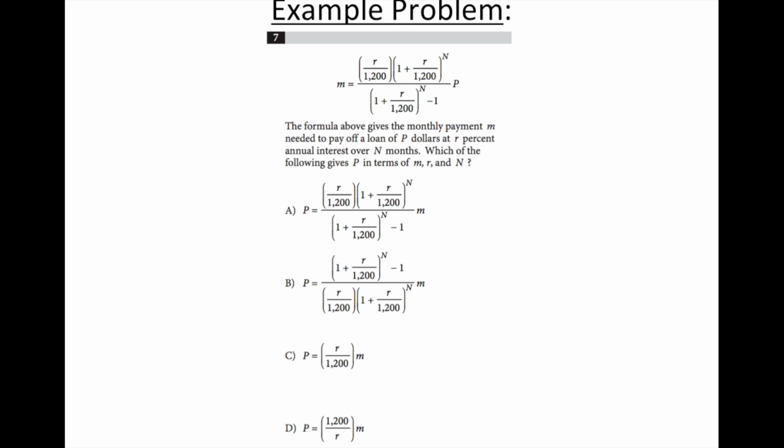So in this example problem, what we have is an equation which you could read as it is presented. And essentially, it is asking for P in terms of M, R, and N. So again, this is a very simple problem, but it can be very tricky. The way to solve this problem is simply to bracket your terms.